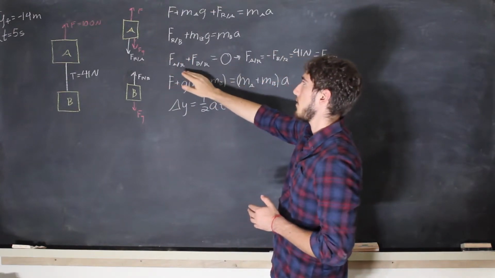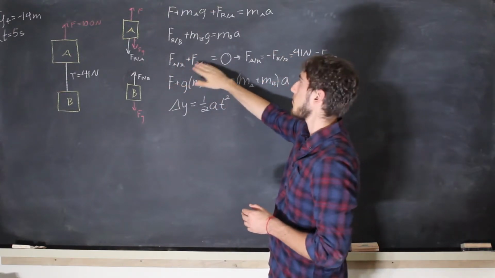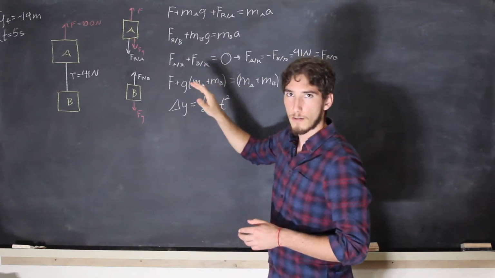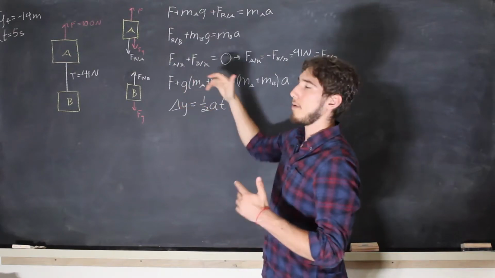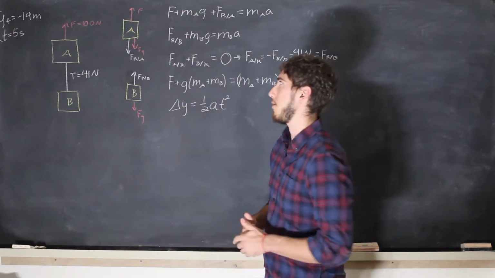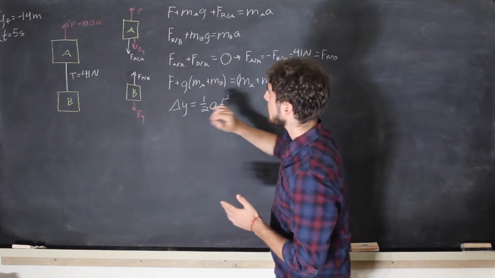F of AR plus F of BR, it would have been plus the mass of the rope times gravity is equal to the mass of the rope times the acceleration, but the mass of the rope times gravity and the mass of the rope times the acceleration both go to 0. But let's start at the very top.